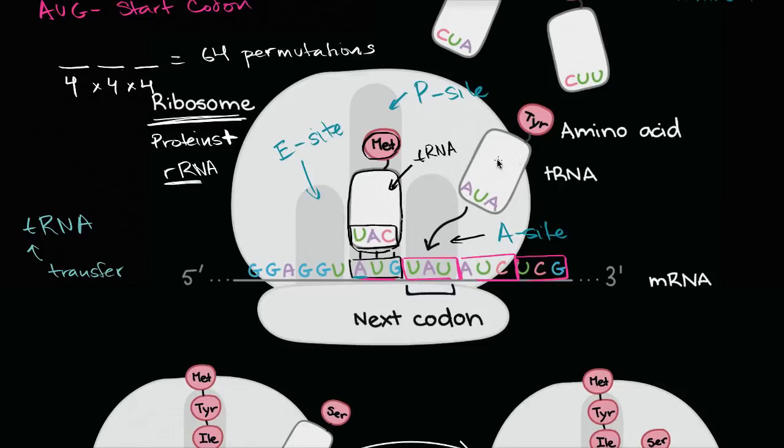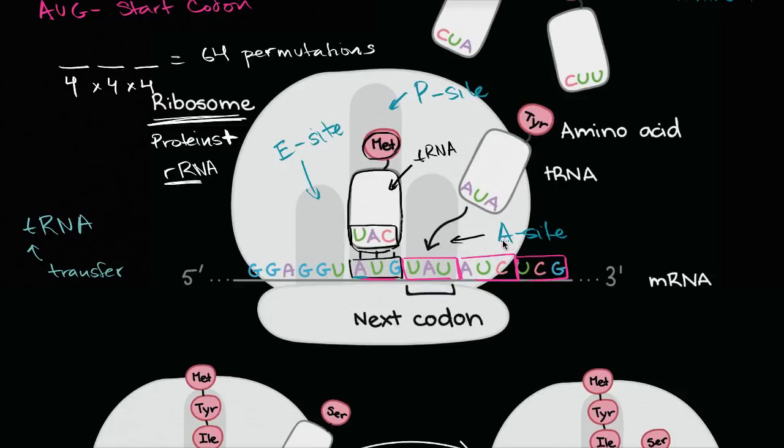So the A site is where the appropriate tRNA initially binds, the tRNA that's bound to an amino acid. And so you can see we're starting the translation process. The next thing that's going to happen is another tRNA, the one that has an anticodon that matches the UAU, is going to bond over here on the A site. And it's bringing the appropriate amino acid with it. It's bringing the tyrosine with it.